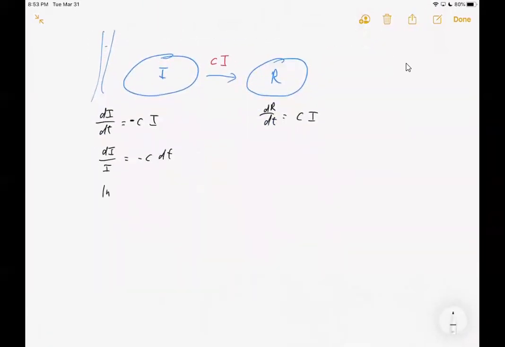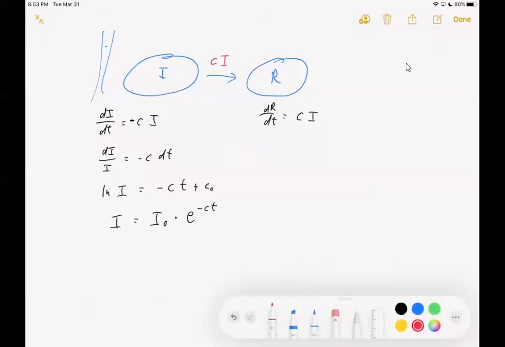From what we've done before, this would be ln of I equals negative Ct plus a second constant, which I'll call C naught. That constant's going to go away anyway. If we make both sides the exponent of e, the left side just becomes I, and the right side becomes e raised to everything, which we learned became a new constant, I naught, times e to the negative Ct. Now this is the important part right here.